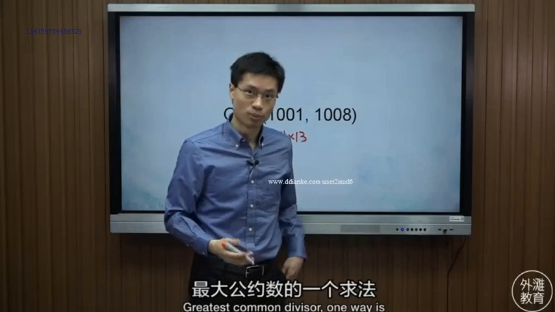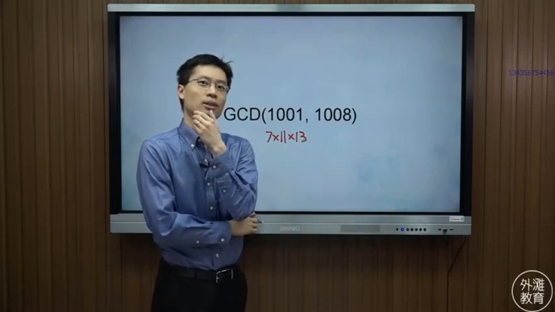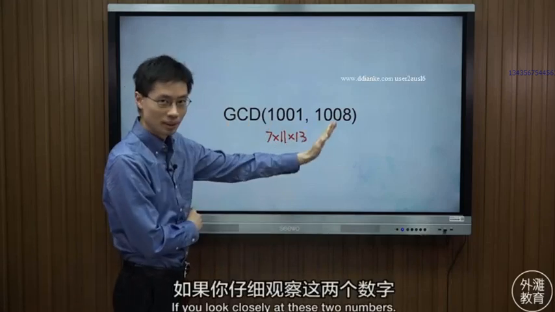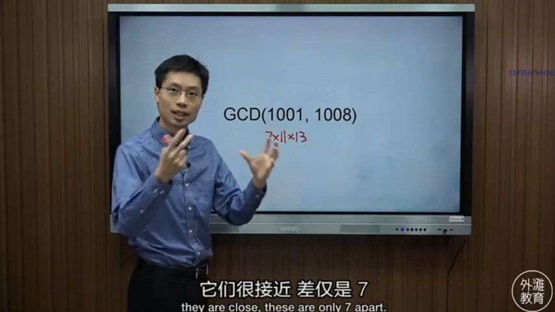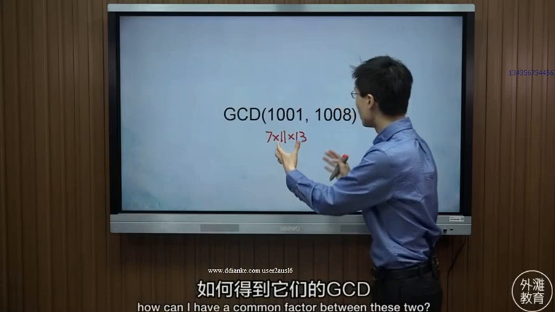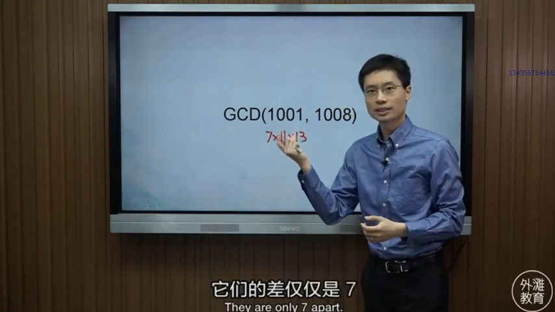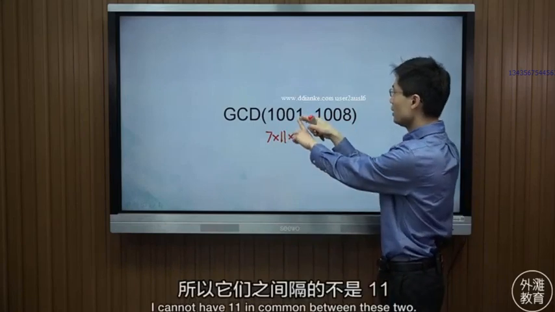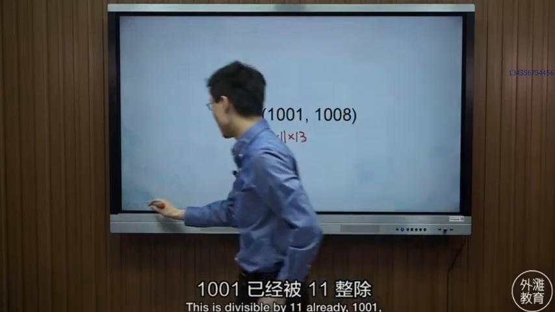Greatest common divisor. One way is to try to factorize 1008. But maybe there's another way. If you look closely at these two numbers, they are close. These are only 7 apart. So if you think, how can I have a common factor between these two? They are only 7 apart. I cannot have 11 in common between these two. This is divisible by 11 already.